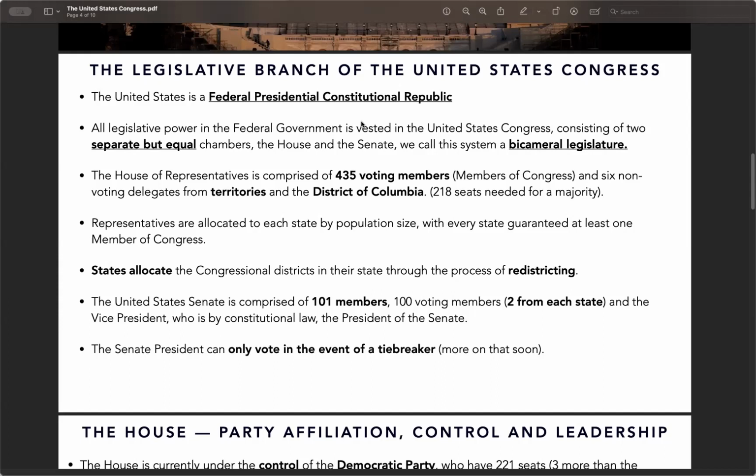The United States Senate is comprised of 101 members. That is 100 voting members, 50 states, 2 senators from each state, and the vice president, who is, by the Constitution, president of the Senate, but can only vote in a tiebreaker. 50 senators vote one way, 50 vote the other way.